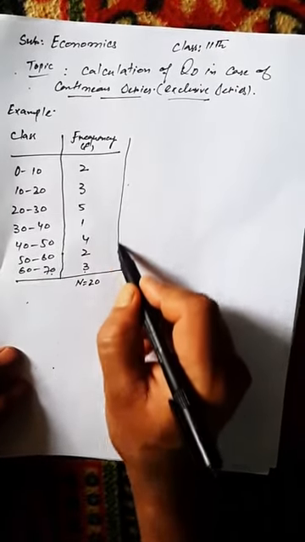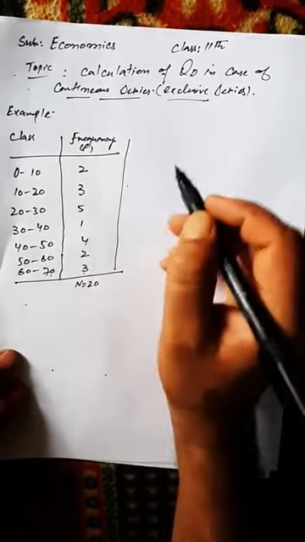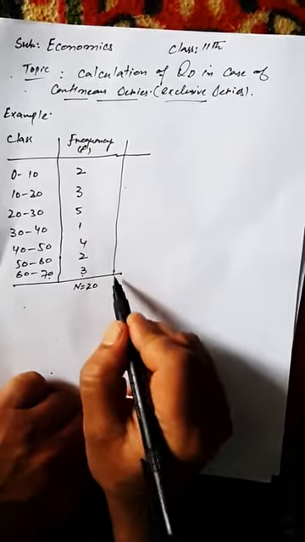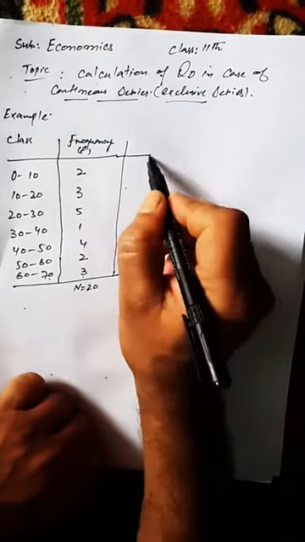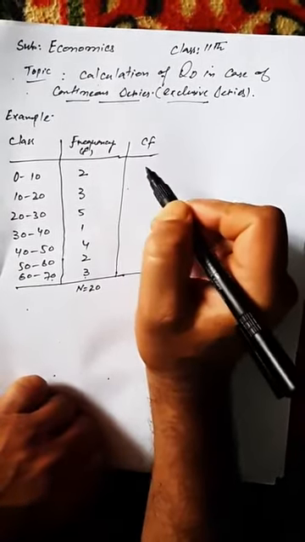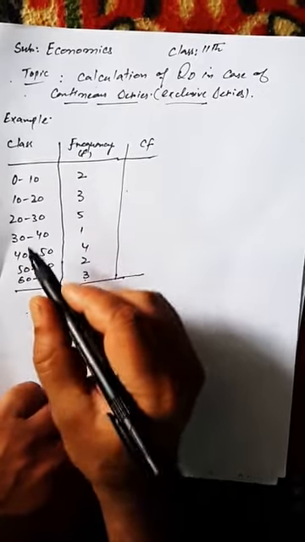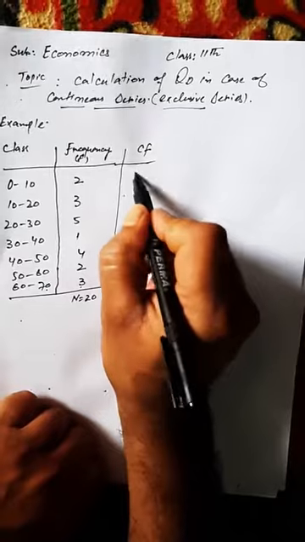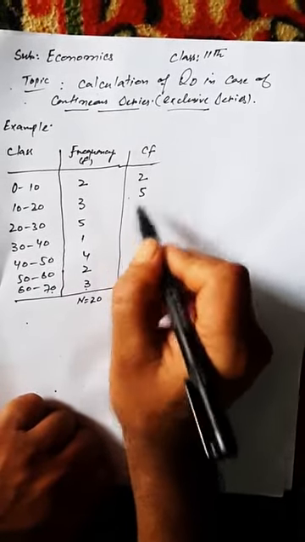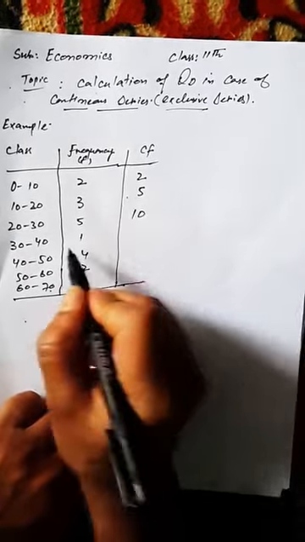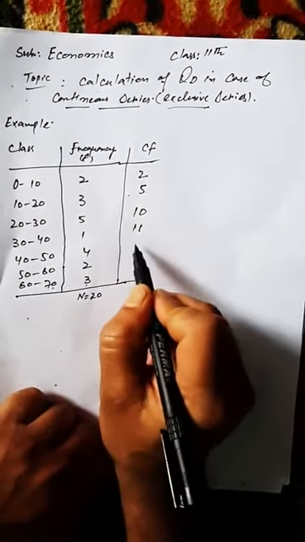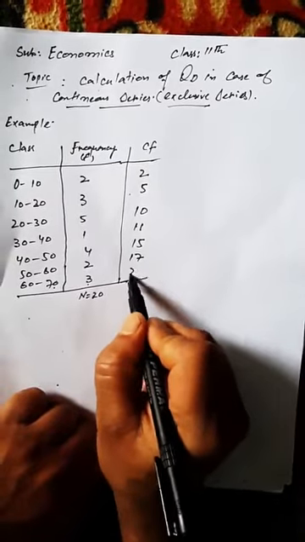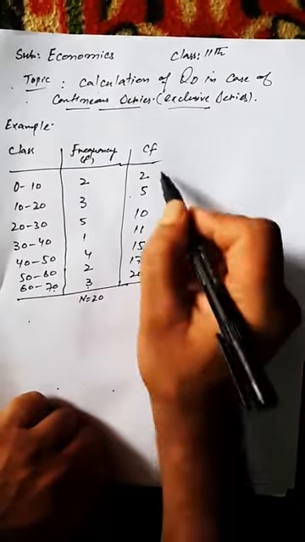Now, in order to calculate the quartile deviation, as you know, what is the formula for calculating quartile deviation? First and foremost step is we have to calculate the cumulative frequency here. When the data is in ascending order, we calculate cumulative frequency from above. So 2 plus 3 is equal to 5, 5 plus 5 is equal to 10, 10 plus 1 is equal to 11, 11 plus 4 is equal to 15, 15 plus 2 is equal to 17, 17 plus 3 is equal to 20. So this is the cumulative frequency here.